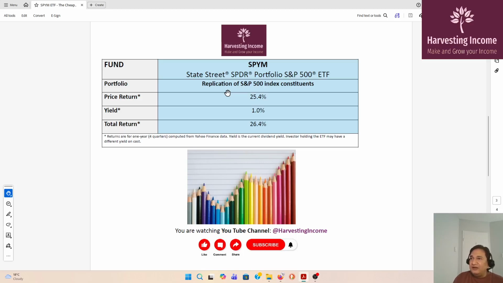And what's happening here is the price return. Like I looked at the last 1 year performance. So this is all the 1 year performance, and I've looked at the prices on Yahoo Finance. The price return is about 25%, 25.4 to be precise. And if you look at the dividend yield, it's close to 1%. So the total return comes to 26.4.